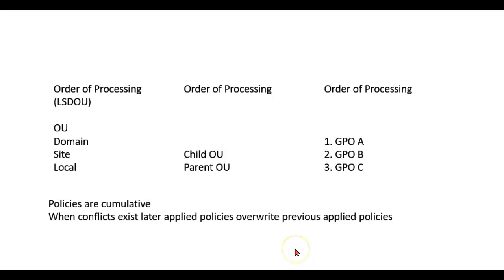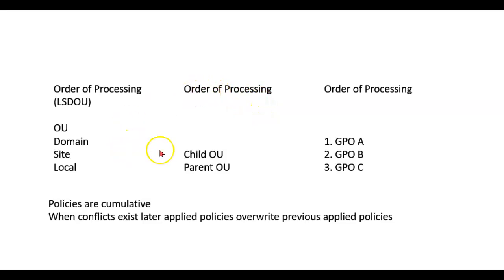I'd like to talk now about the order in which group policies are applied. First of all, we have this order. Local policies are applied first, and then site policies are applied, and then policies against the domain are applied, and finally policies against the OU are applied. I'll talk about why this is significant in a moment when we get down to here.